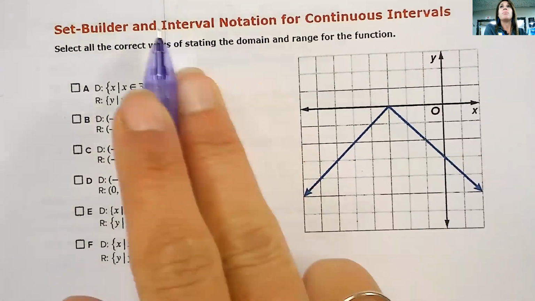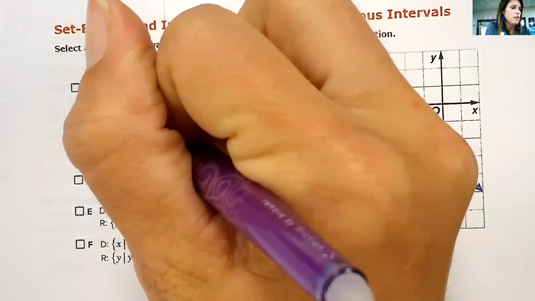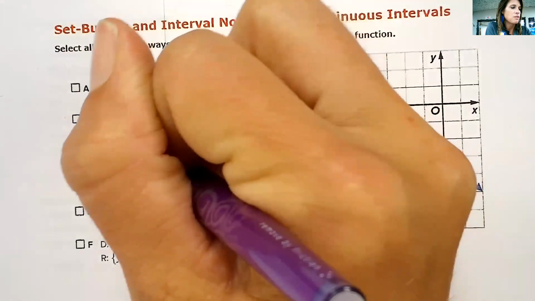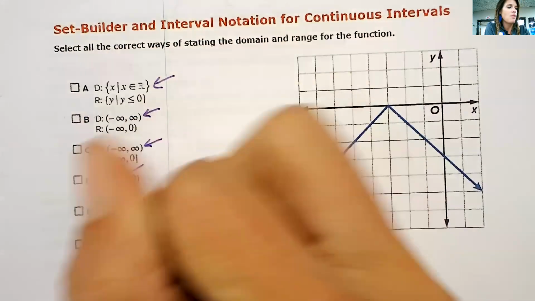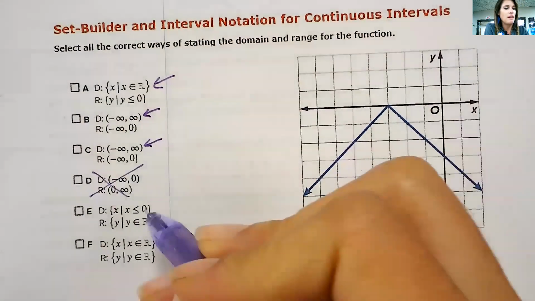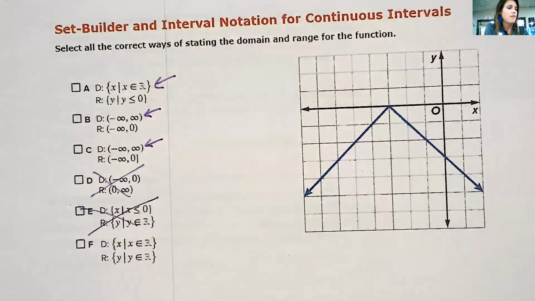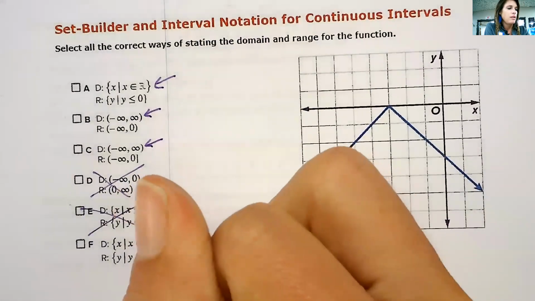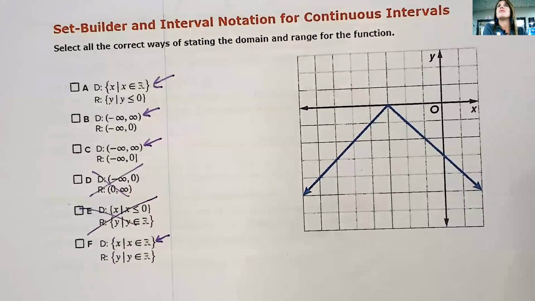Oh, they did both notations. So we got to be able to use either one. So it could be that one. That one's good. That one's okay. That one is okay. This one is not okay. It's got to go from -infinity to infinity. That one is not right. That one is okay on the domain. So now let's check the range.